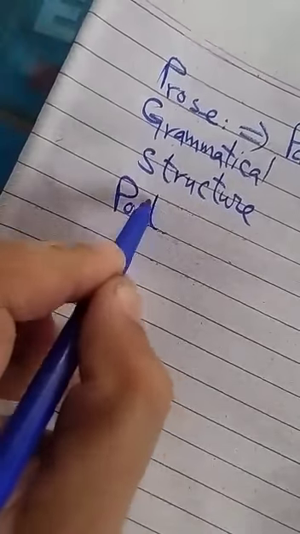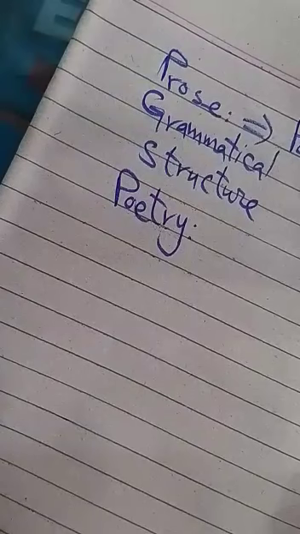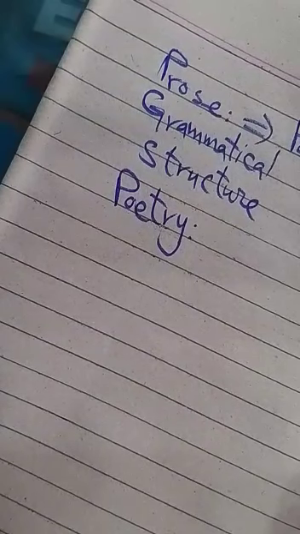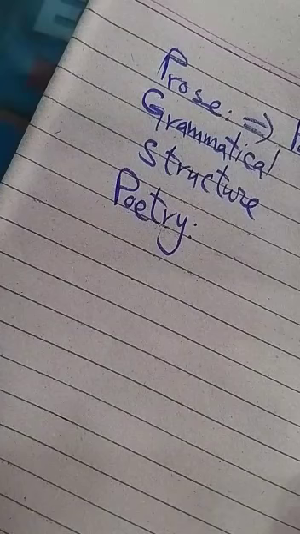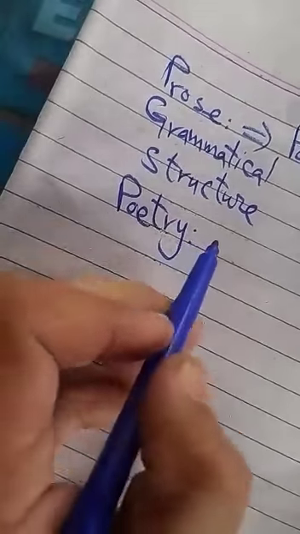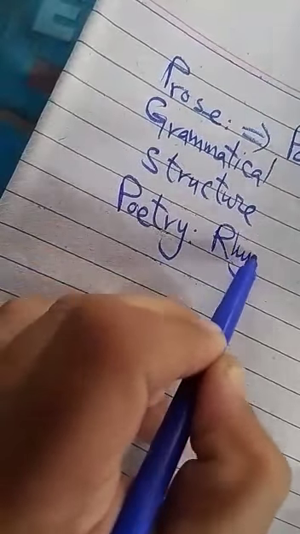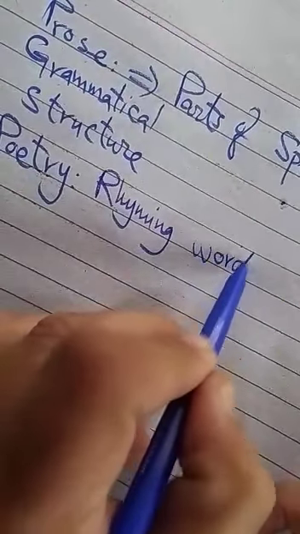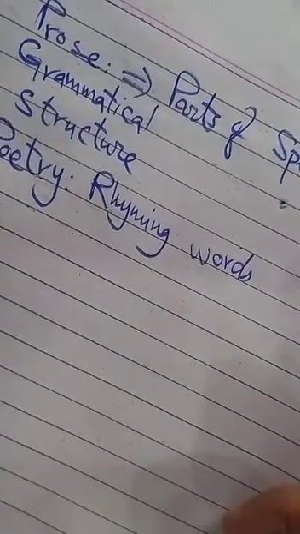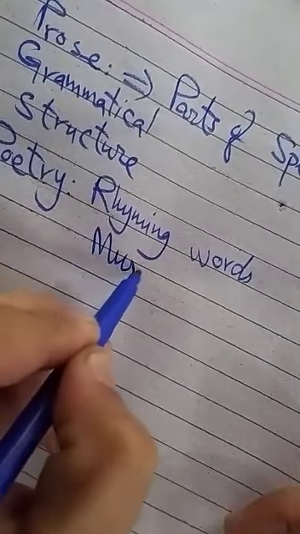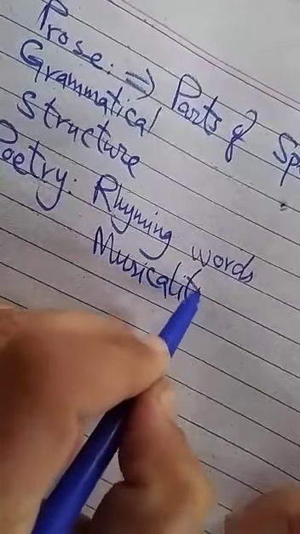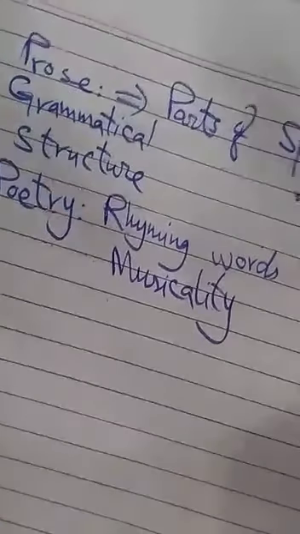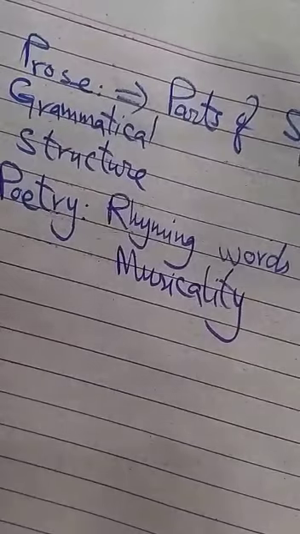But in poetry, remember, poetry typically contains a metrical scheme and often some elements of rhyming words. Like rhyming words are there, and remember, musicality is there. Musicality.